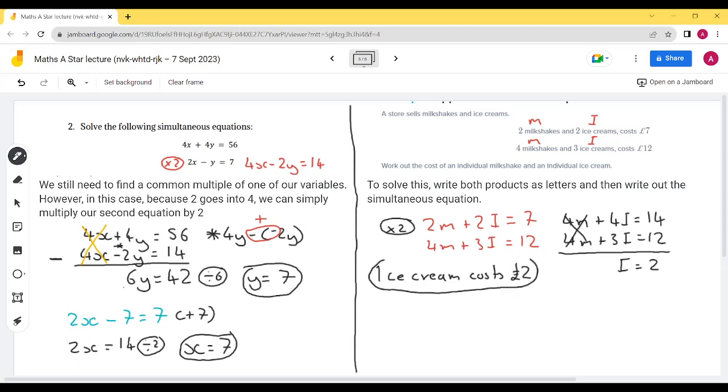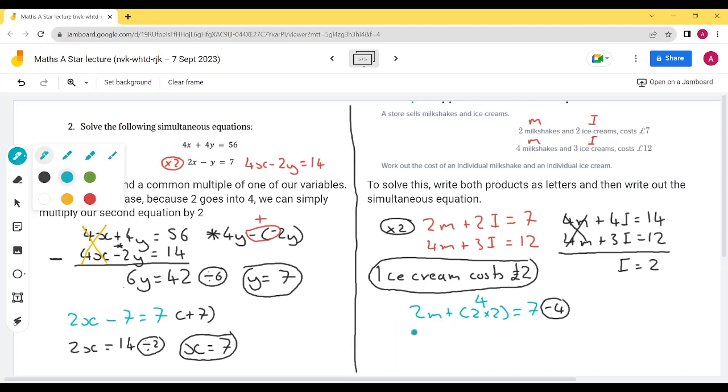Now we can put that into either of our original equations. If we just put in the first one, we can say 2m plus 2 times 2 equals 7. Well, the 2 times 2 gives us 4. So now we can take away the 4. That's going to leave us with 2m equals 3. And so if we divide by 2, we can say that m equals 1.5.